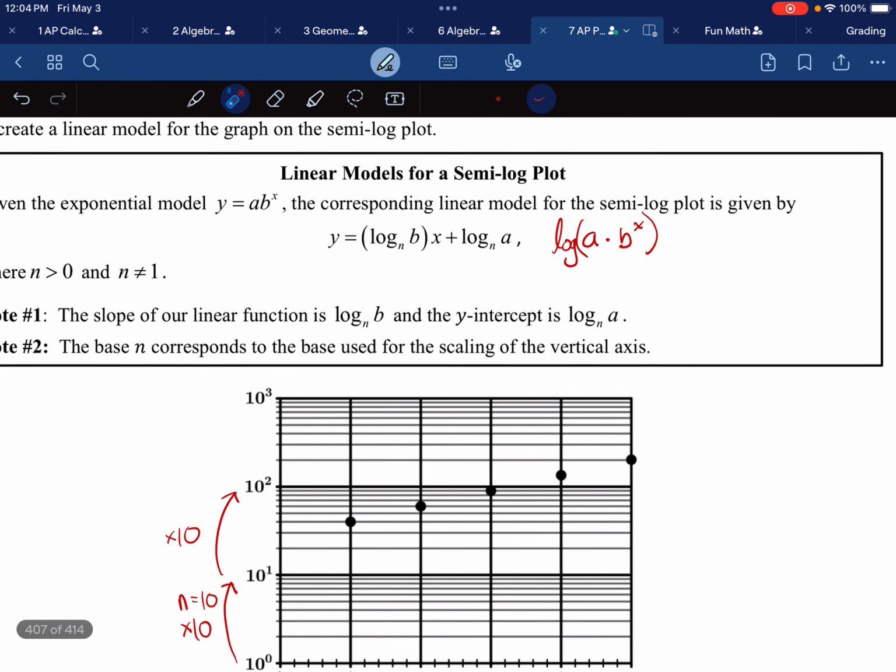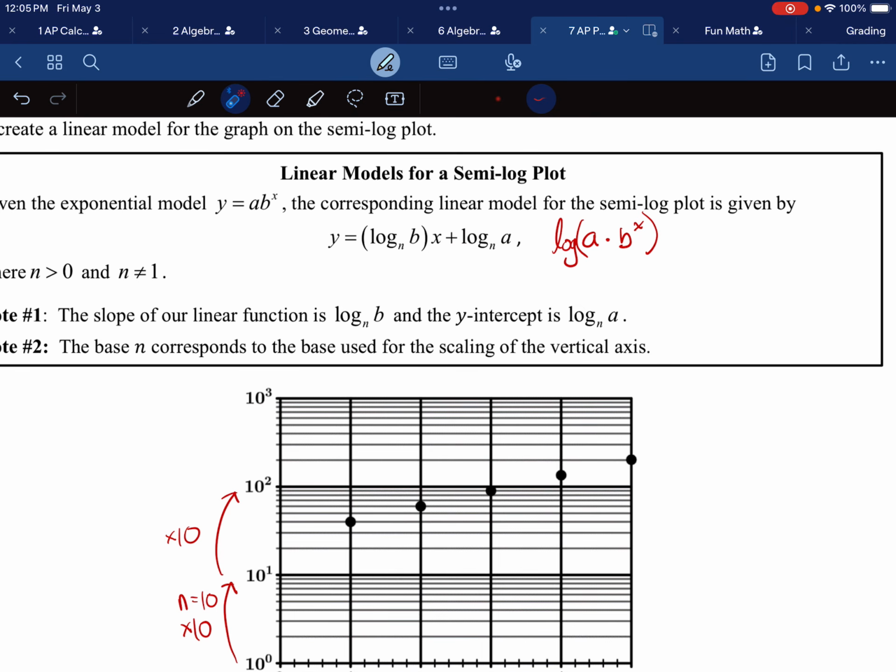And again, the number in front of the x, log base n of b, that's the number in front of the x, is the slope, because anything that's in front of an x in a linear equation is a slope, and then that other number is the y-intercept. So the y-intercept is going to be log base n of a.